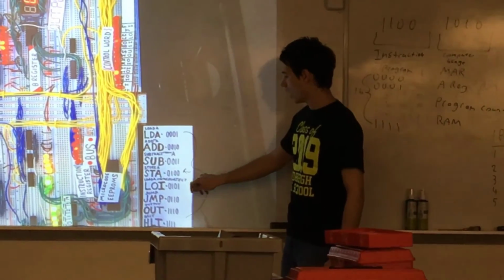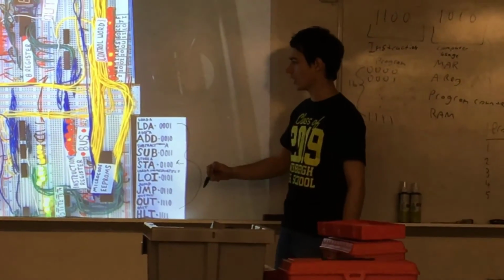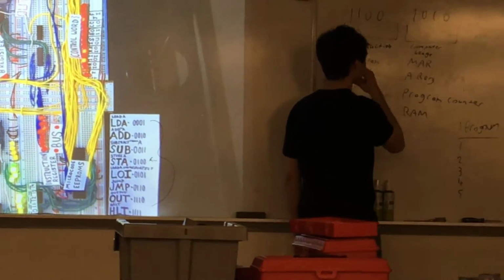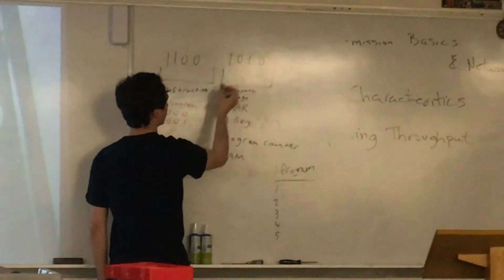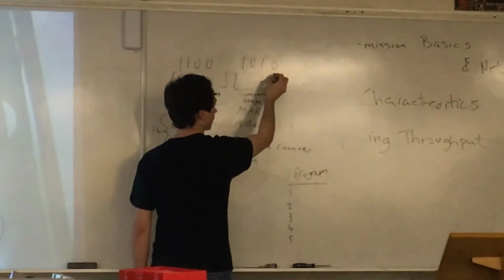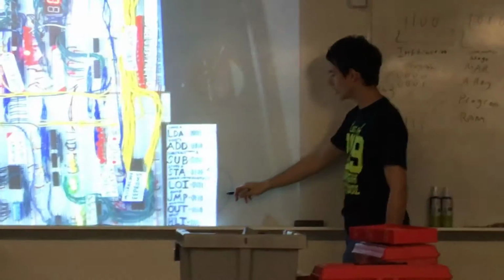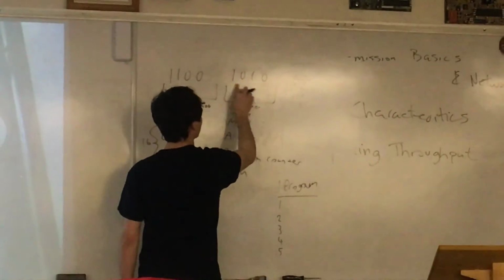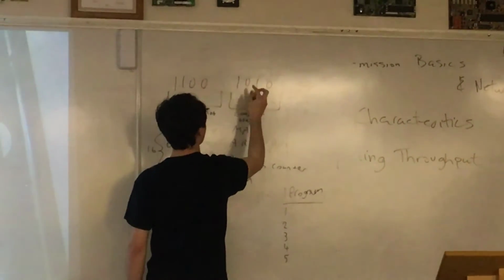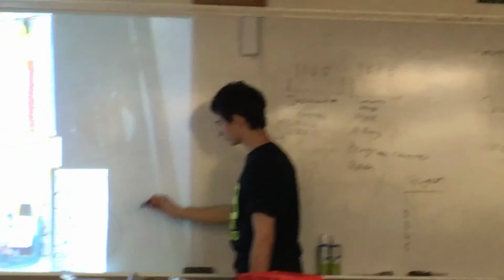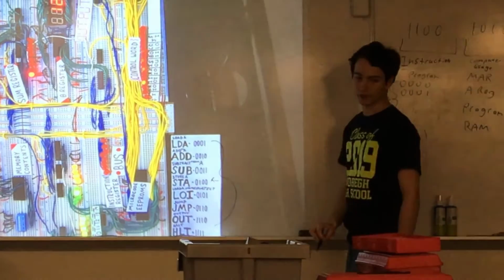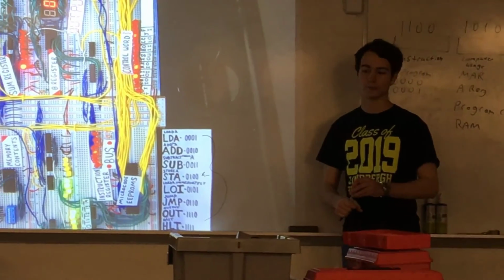LDI is load A immediately. So what it would do is you would have an LDI command over here, and it's going to send whatever value over here straight to the A register. Jump, you would have a jump instruction, and then over here you can have the program that it can jump to. You have the output, and then you have halt at the end. There's a couple more commands as well that I'm going to see if I can get to.